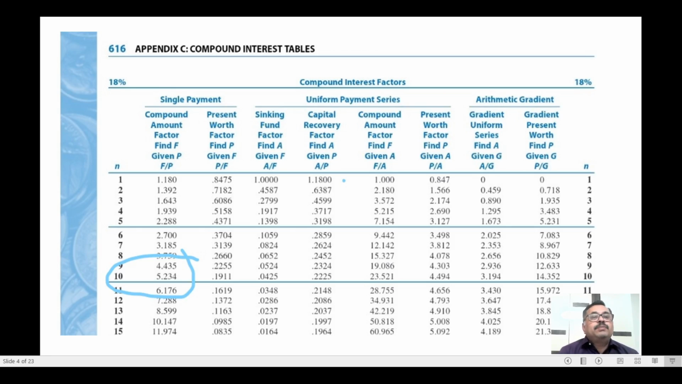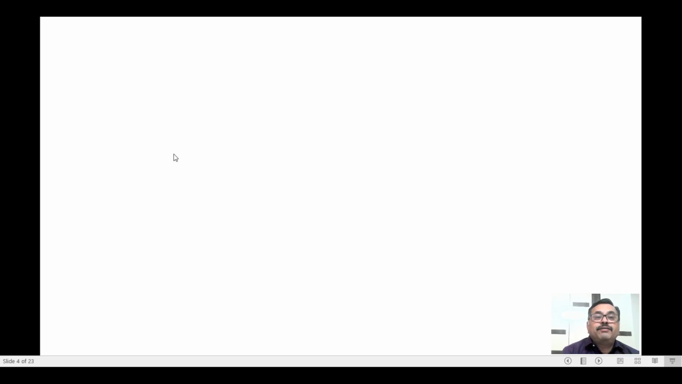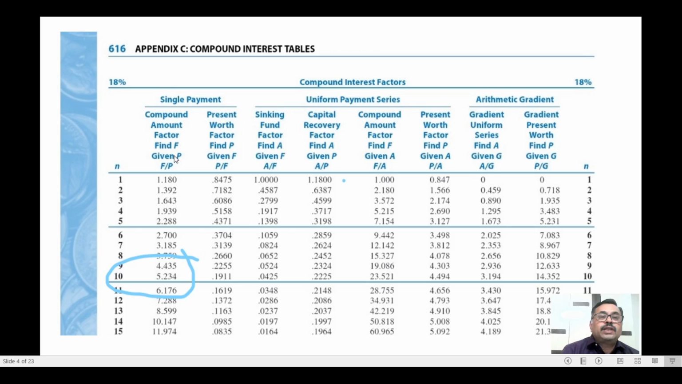So directly go to the 18% table, and in the 18% table, the other factor that you have to see is the single payment series, the uniform payment series, or the arithmetic gradient factor that he has given. Now we are calculating the single payment series. Out of that, there are two types: the compound amount factor, to find F given P. So F bar P has to be calculated. For that, you look at N, the number of time periods.